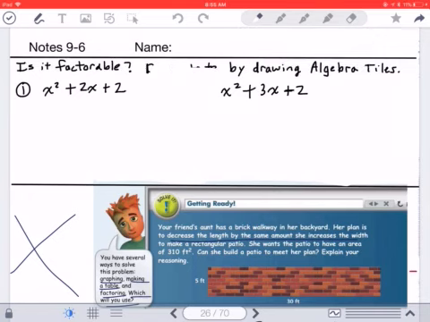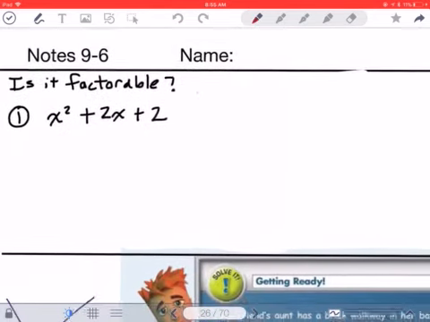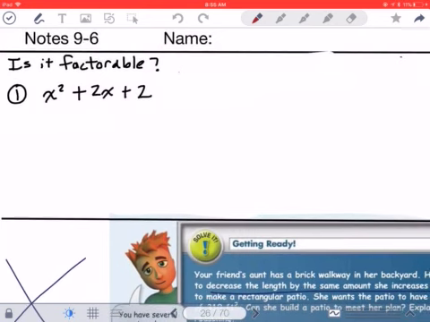If we were in class, we would have used algebra tiles, and we could relate that to what we're doing right now. But we didn't use that, so all we're going to do is figure out if something's factorable. Okay, so it says, is it factorable? Can you factor everything? Does everything have a solution? And the answer is no, not everything has a solution.